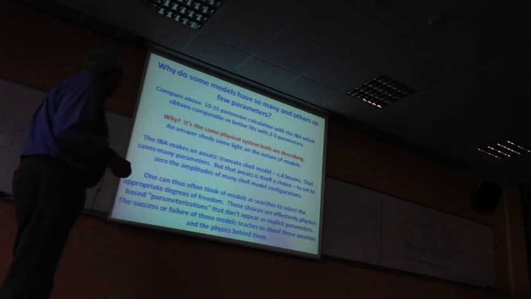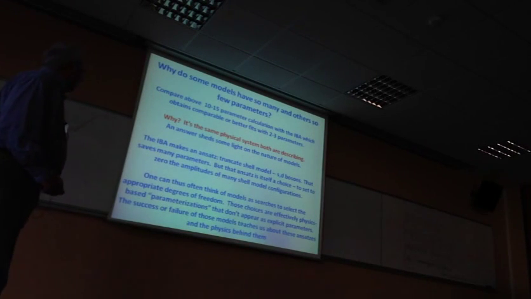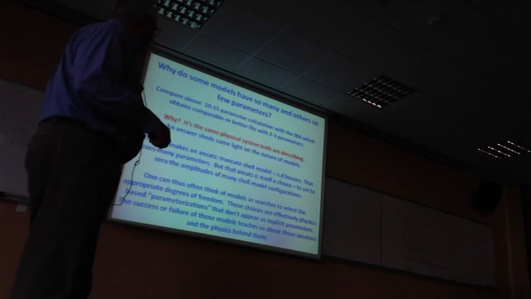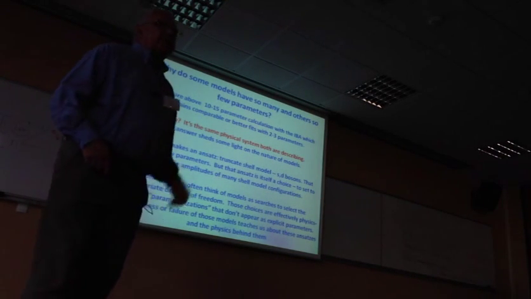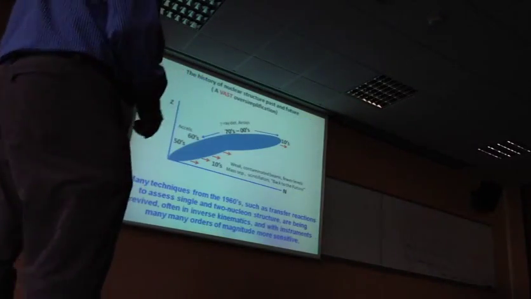Okay? So you can think of models as searches to select the appropriate degrees of freedom. And those are effectively physics-based parameterizations that don't appear as explicit parameters. Success or failure of those models can tell you about the ansatzes in the physics. Just think about these things as you do comparisons between theory and experiment.